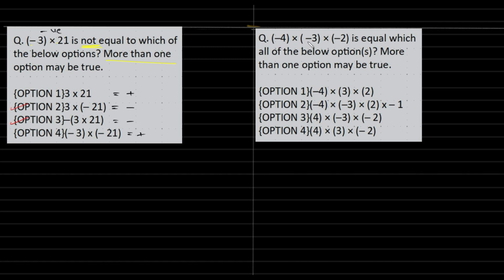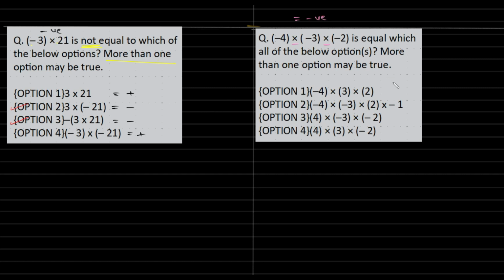So (-4) × (-3) × (-2) is equal to which of the below option or options? More than one option may be true. Okay, think about it please. Done thinking, trying? Okay, so the operation is multiplication, and we have three numbers with a negative sign. So my final answer will also be negative.